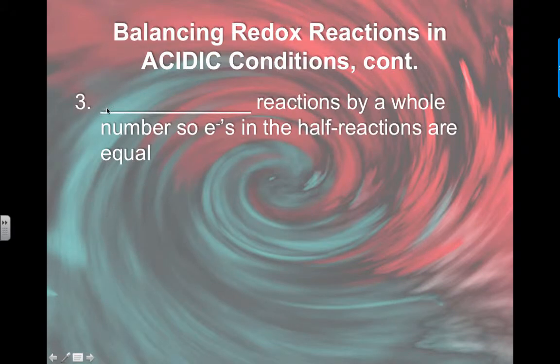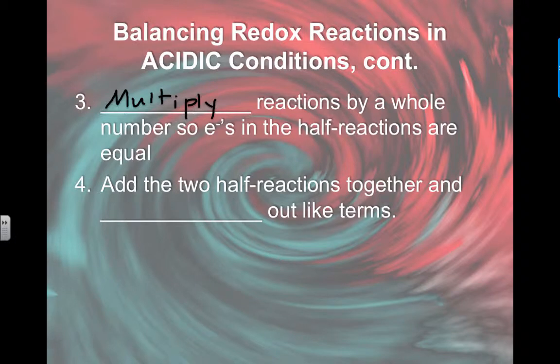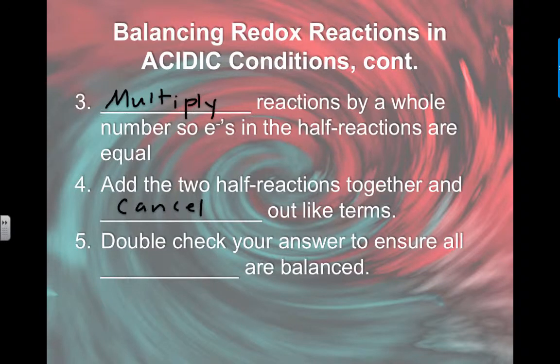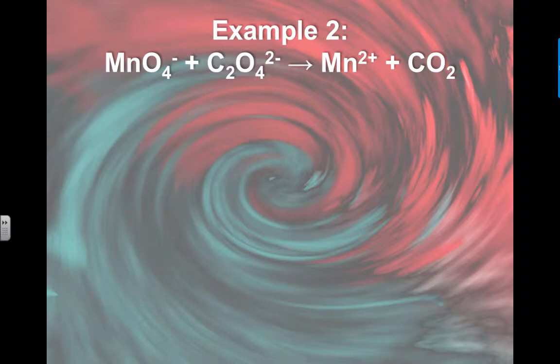Then once we know where the electrons are, we may have to multiply the half reactions by some whole number so that we can get the number of electrons to be the same in each of the half reactions, because the electrons that are gained must be equal to the electrons that are lost. Then we add the two half reactions together and we cancel out like terms. Something that shows up on both sides of our chemical equation, we can cancel out. Then finally, in the end, we double check the answer to make sure that all of the atoms and all of the electrons or charges are balanced. So that's our steps, and it will make more sense as we work them through. So let's take some time and work through an example.